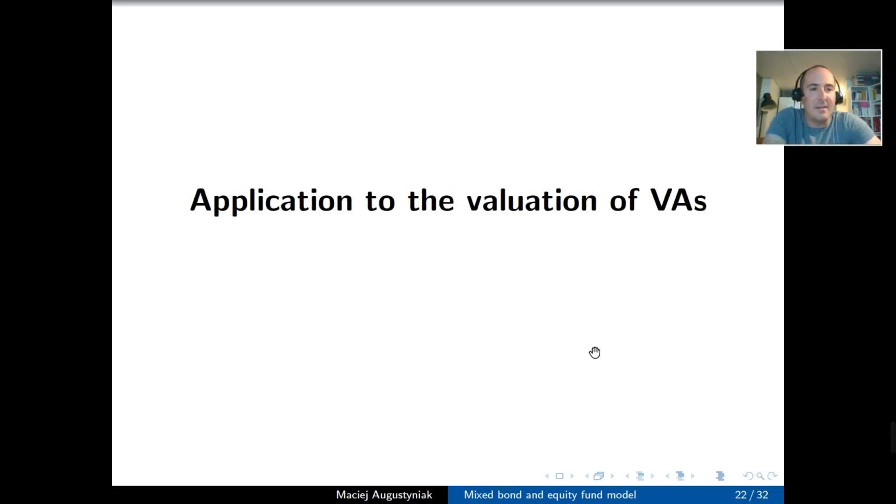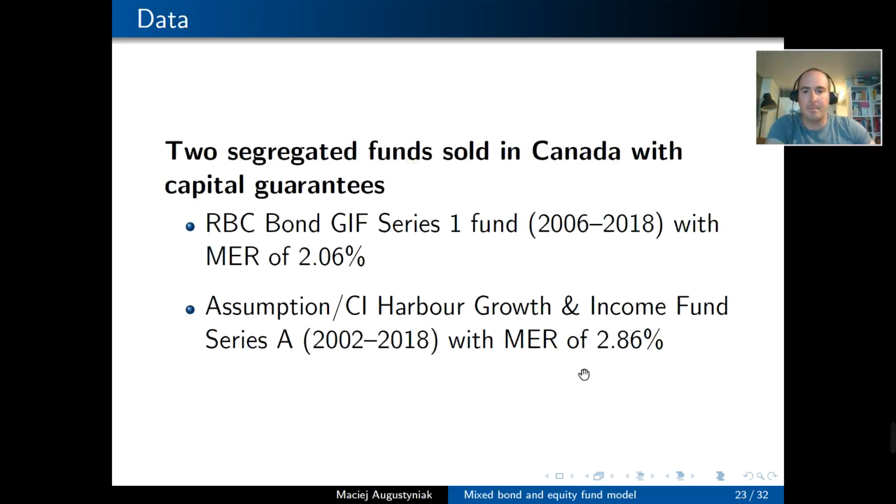So once we fitted our model to real data, we went on applying this to the valuation of variable annuities. We've valued some variable annuities on two different funds. These two funds were discussed earlier. The first one, the RBC one, is a pure bond fund, whereas the second one, the Assumption one, is a mixed bond and equity fund. So we were able to test our model on these two types of funds.